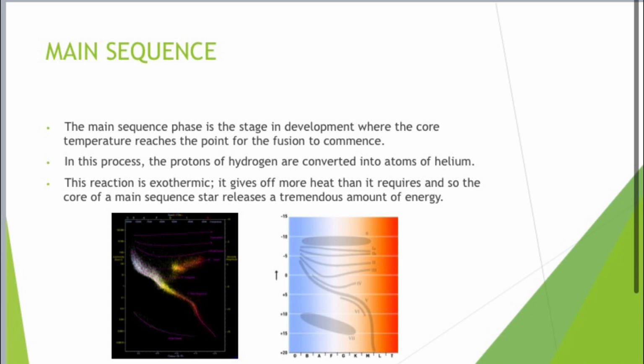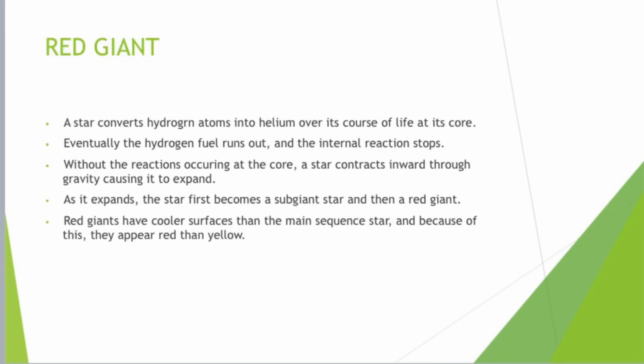Here we have the main sequence. The main sequence phase is the stage in development where the core temperature reaches the point for fusion to commence. In this process, the protons of hydrogen are converted into atoms of helium. This reaction is exothermic. It gives off more heat than it requires, and so the core of a main sequence star releases a tremendous amount of energy. And here are 2 pictures that show how the main sequence looks.